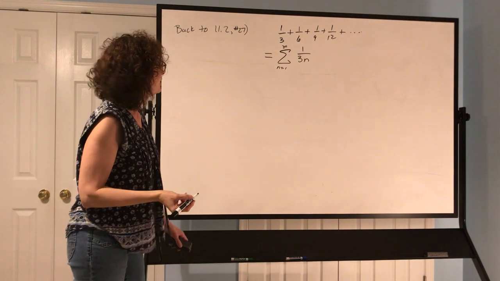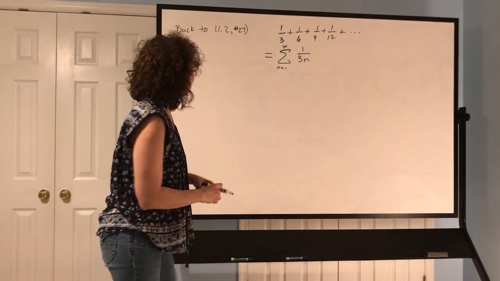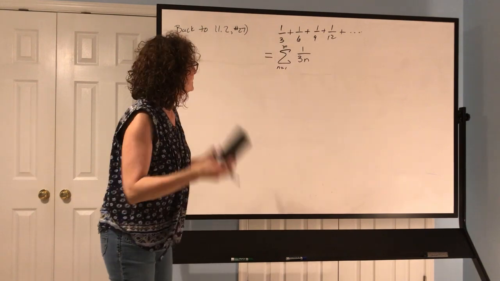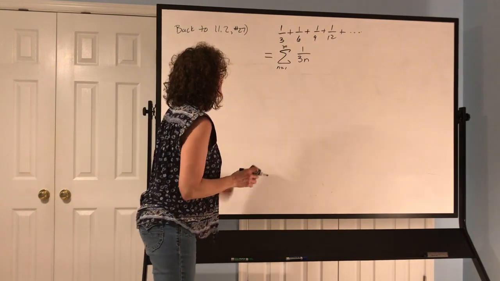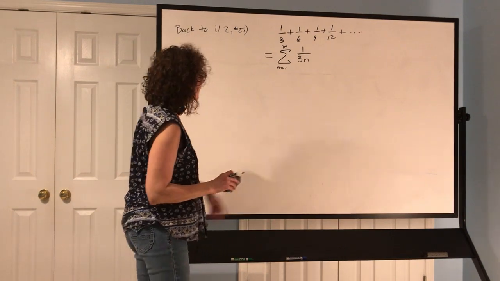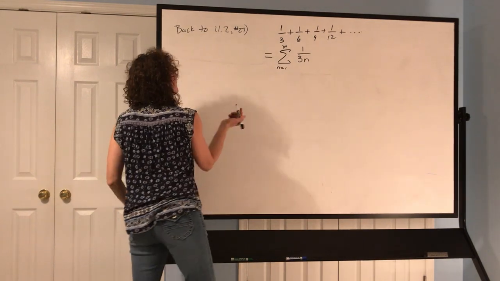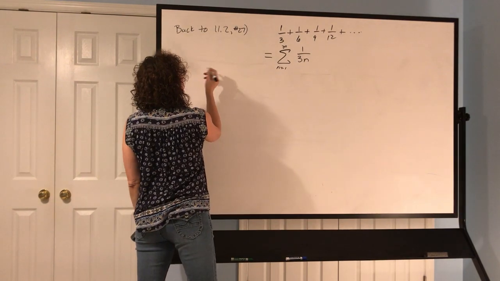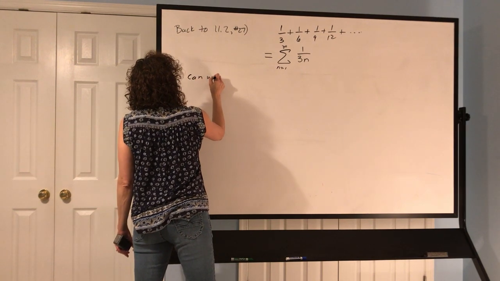That was our guy. And we said, okay, think about it: if you add these guys all up, does it add to something finite? And we did some of the first partial sums. You can go back and take a look at the first several partial sums. But let's just see what the divergence test would tell us. So can we use the divergence test?